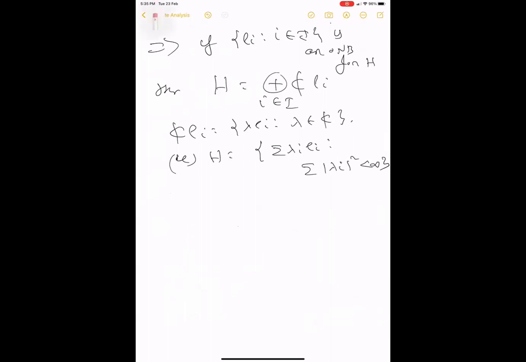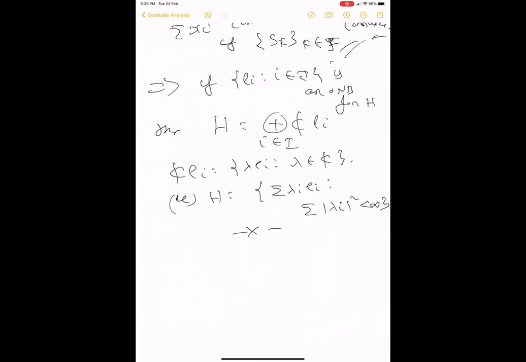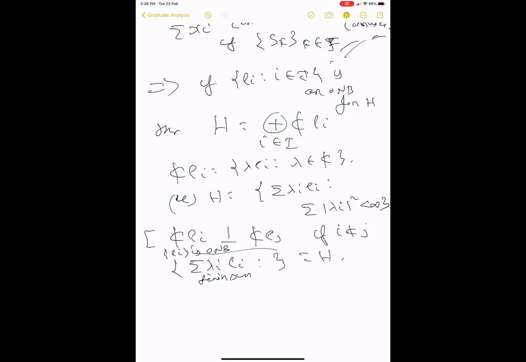We have already noticed some properties of orthonormal bases. Is that clear? Any Hilbert space is just a direct sum of C ei. That is because each C ei is orthogonal: the vector space C ei is orthogonal to C ej if i is not equal to j. When we say ei is an orthonormal basis, it implies that the finite sums of lambda ei have closure equal to H. That is the definition of an orthonormal basis. So it's precisely what I have said here.